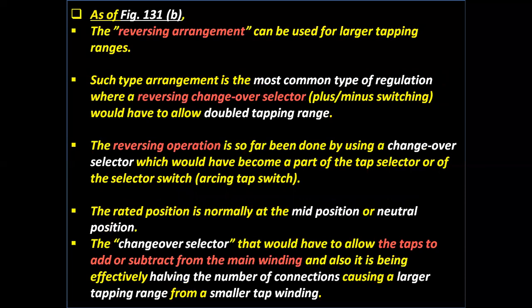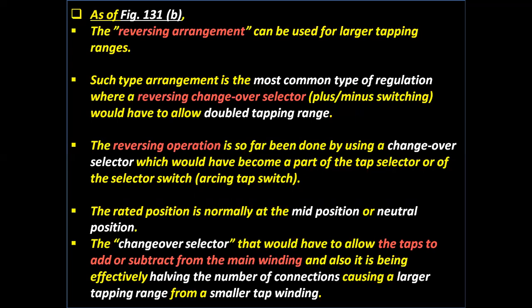Now, as per figure 131B, that is the reversing arrangement, which can be used for larger tapping ranges. Such an arrangement is the most common type of regulation, where a reversing changeover selection can be made, that is plus and minus switching, which allows a doubled tapping range.